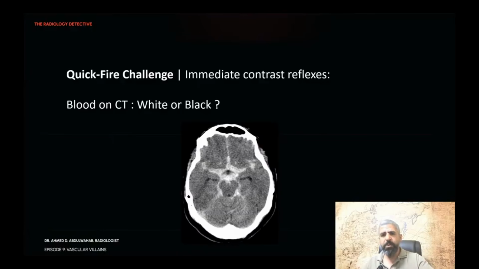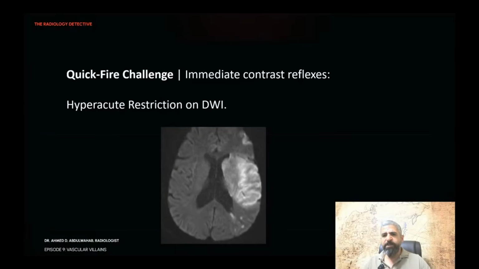Now, question number 2, quick fire challenge. On diffusion-weighted imaging, does ischemia appear bright or dark? The answer is ischemia glows bright white on diffusion-weighted imaging. Know your sequence, know your substrate.